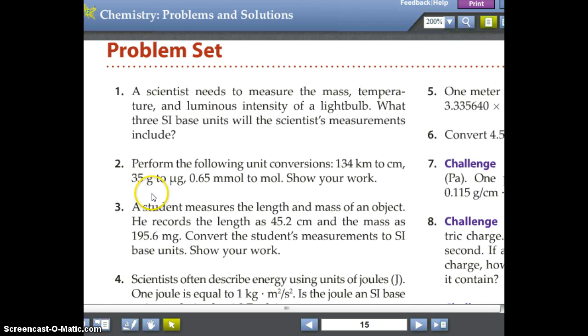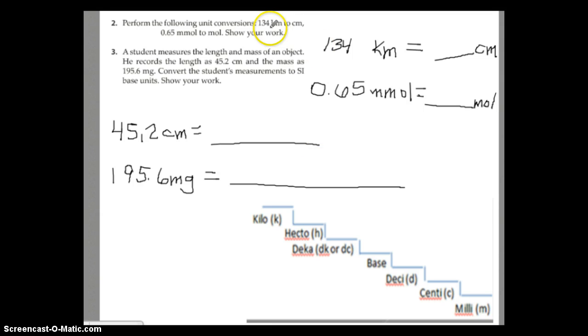All right, perform the following unit conversions. 134 kilometers to centimeters. We're going to skip this one. And then 0.65 millimoles to moles. So just do the first one and the last one. Hit pause, get your answer. All right, so I got everything set up. So let's change from 134 kilometers to centimeters, and you should have this answer already.